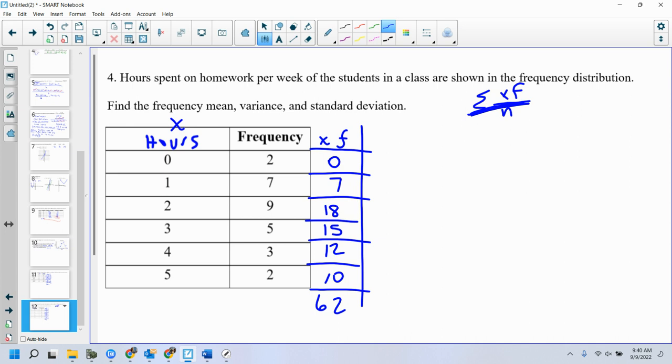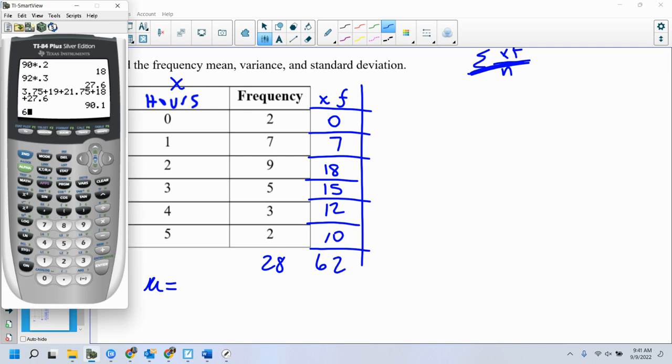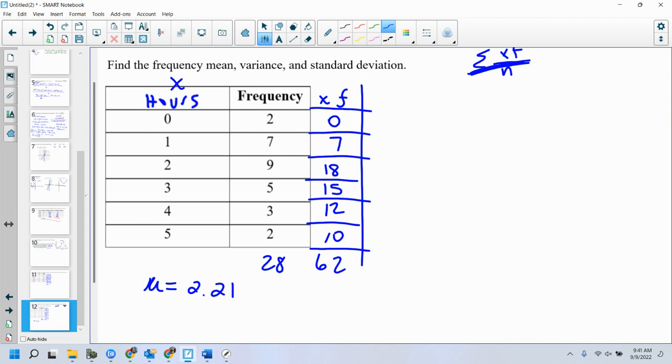And then I've got to divide it by the sum of the n, which is all of my frequency added together. So that's 9 plus 9 is 18, that gives me a 20, 28. Yeah. So my mean, my x bar in this case, or my mu if it was population, is going to be 62 divided by 28, which is 2.21. That's what I used, 2.21.